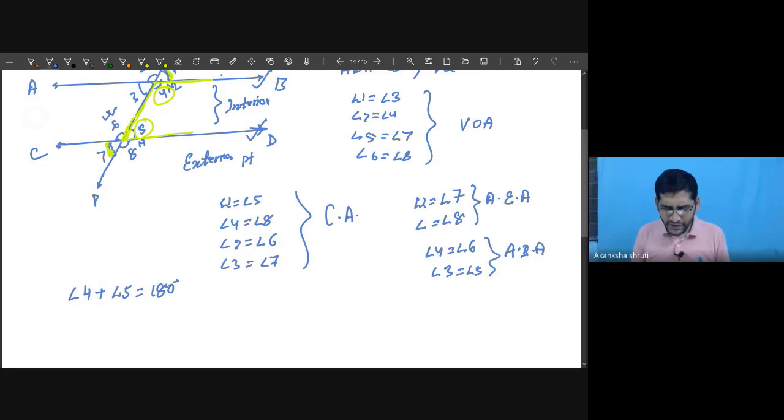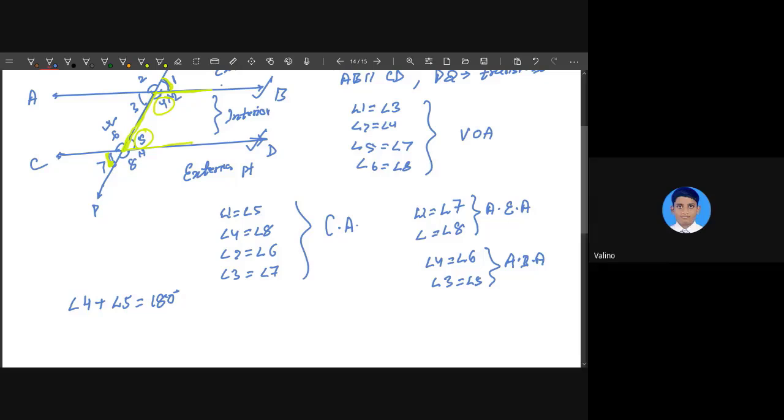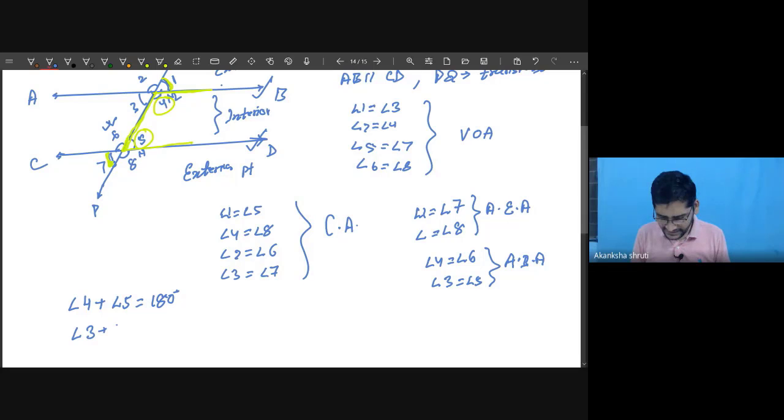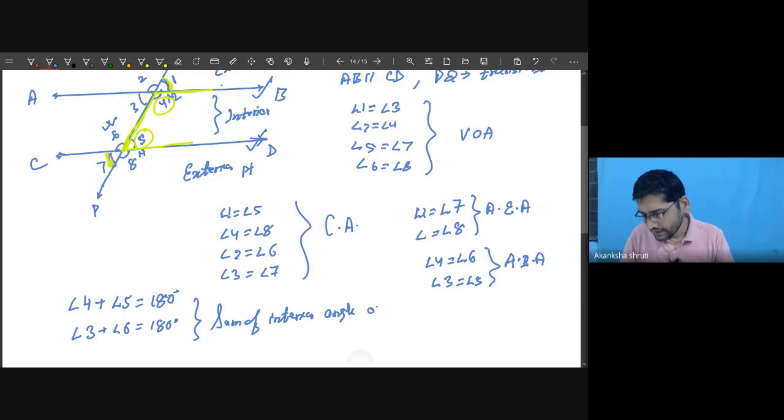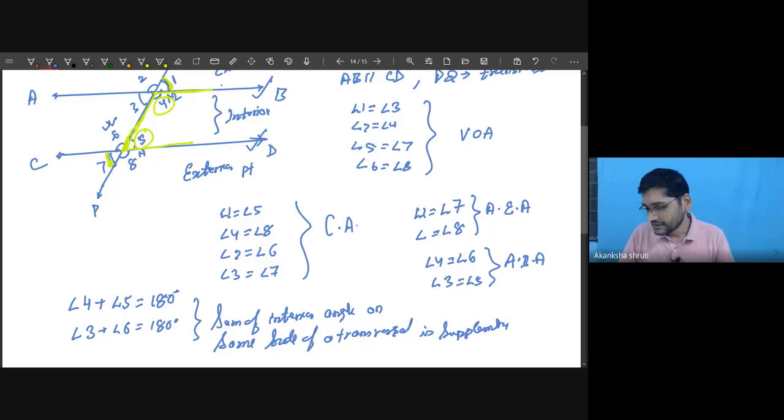The other side is also possible. Angle 3 plus angle 6 is also equal to 180 degrees. So the sum of interior angles on the same side of the transversal is how much? Supplementary angles. So this is another important relation for parallel lines that we need to keep in mind.